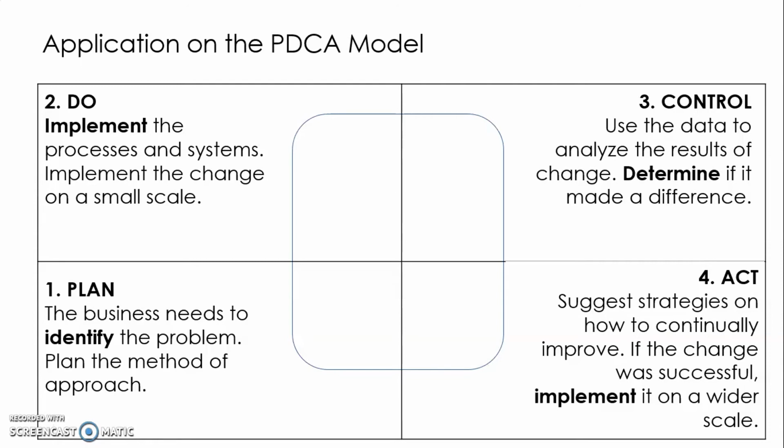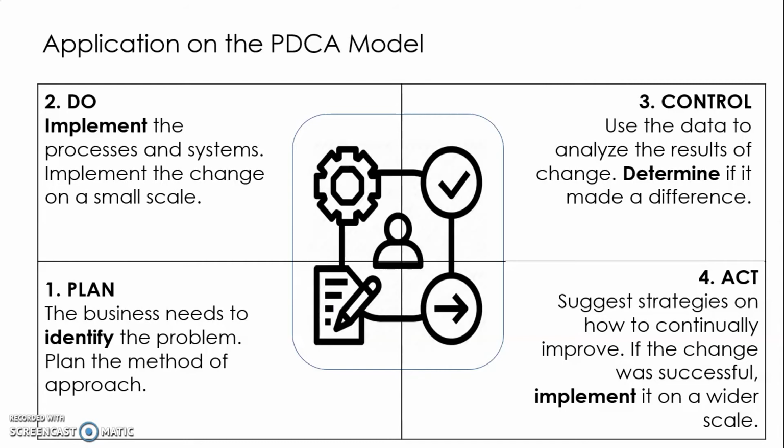Let's look at a few images to help us remember the content. Our first image for plan is a page with a pencil or a pen. Remember that when you plan correctly for anything, you usually write it down. For do, we have a wheel. Remember that wheels, when they are turning, they are working or doing something. Our image for control is a check mark in a circle. Usually when we control something, we check it off to see if it has worked or not.